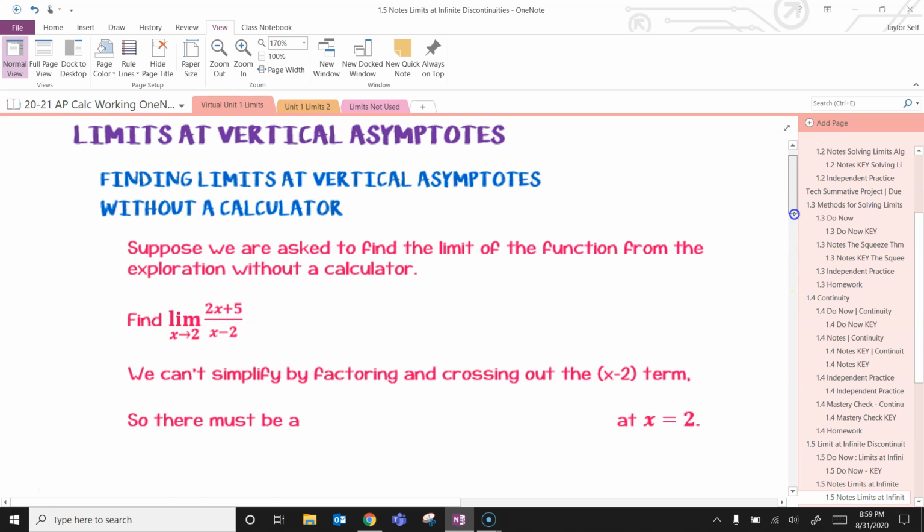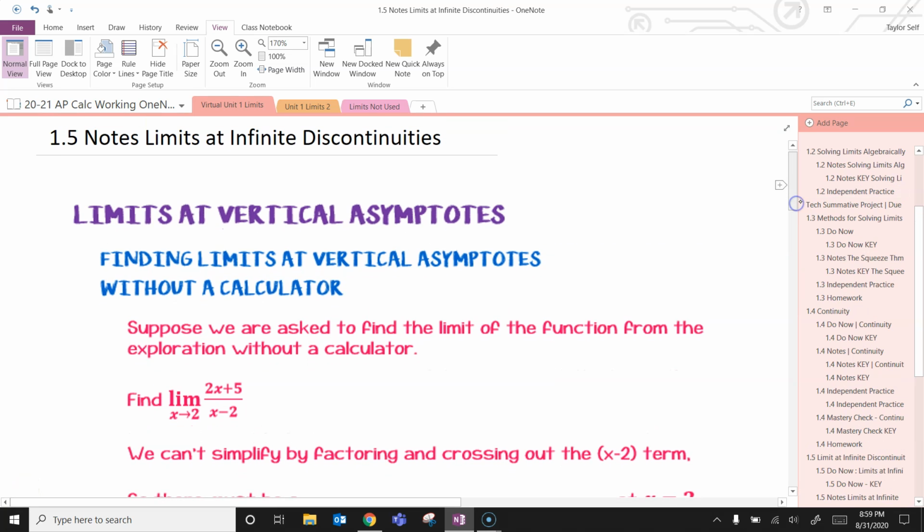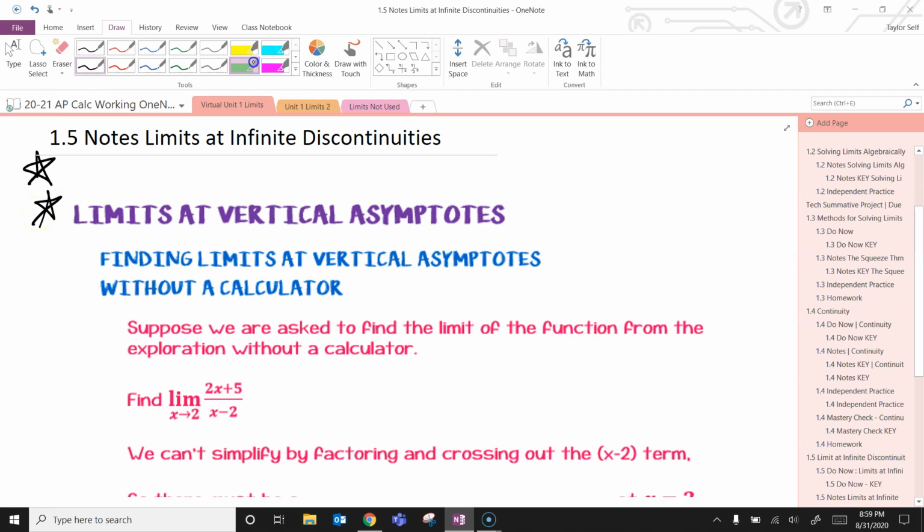Alright, y'all, so today we're going to talk about limits at infinite discontinuities, so write that down, also known as limits at vertical asymptotes. So that's the title of your notes. You need to know, based on yesterday, we wrote this down yesterday, infinite discontinuities is the same thing as vertical asymptotes. We named the three types of discontinuities yesterday. Those two are the same.